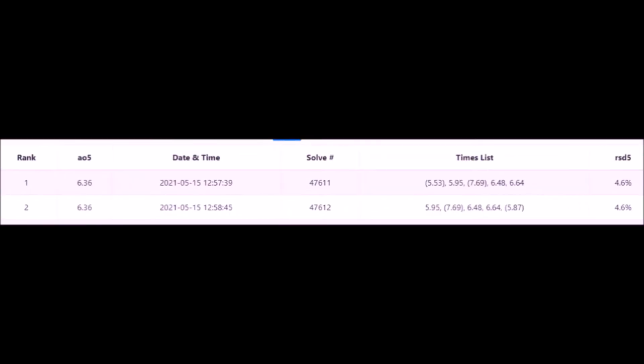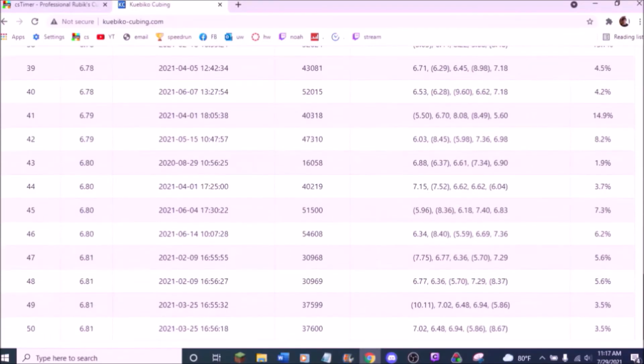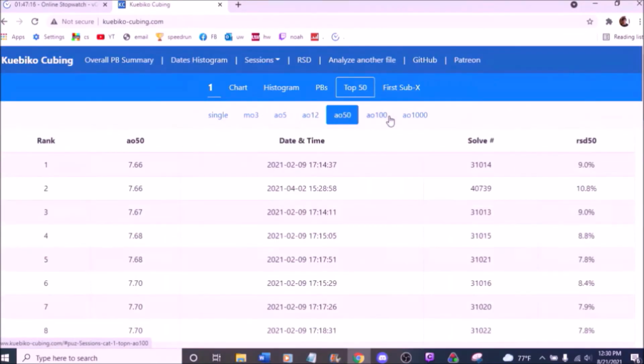I got 2 6.36 averages of 5 because the very next solve was a 5.87, which kept the average at 6.36. It's cool to see that the top 50 averages of 5 were all sub 7, and then all the rest of the averages aren't that interesting.